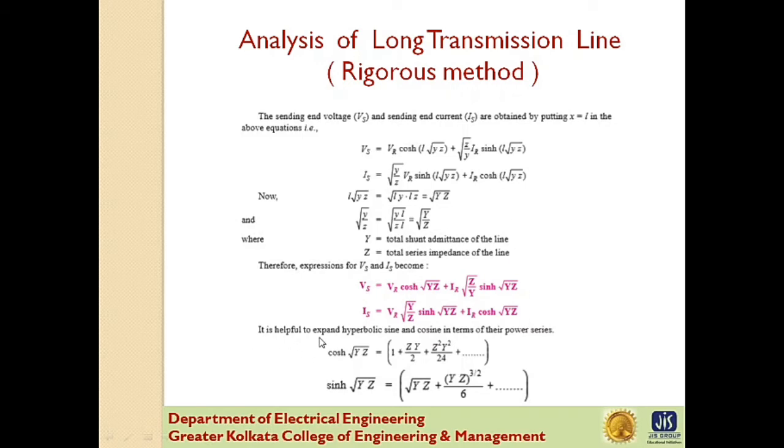Now it is helpful to expand hyperbolic sine and cosine in terms of their series. That is, cosh root over YZ can be written as 1 plus ZY by 2 plus Z squared Y squared by 24 plus so on, and sinh root over YZ equals root over YZ plus (YZ) to the power 3 by 2 by 6 plus so on.